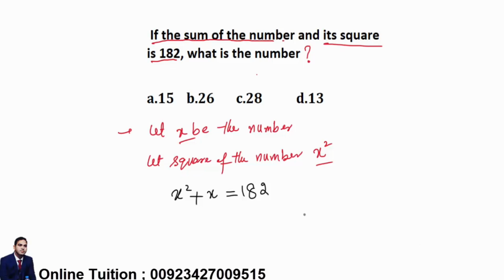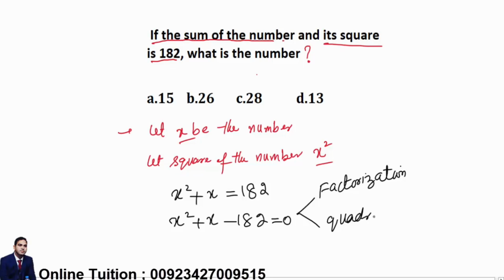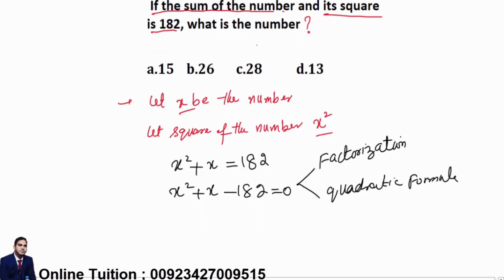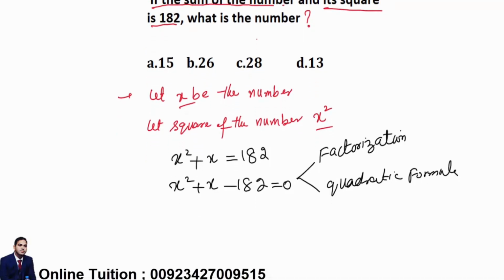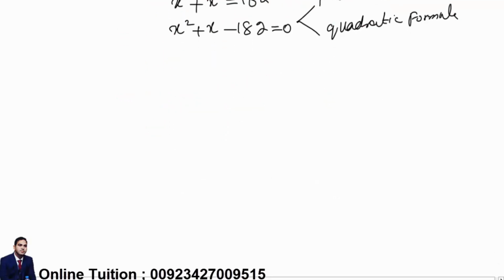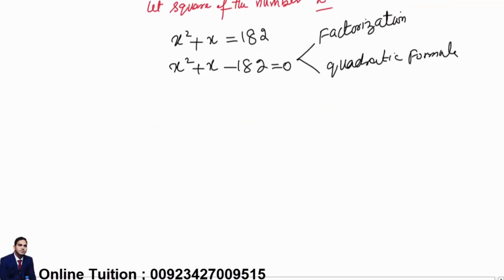Now it is very simple to solve this question. x square plus x minus 182 is equal to 0. Either you can make factors, you can do factorization, or you can apply the quadratic formula. Here there are two methods. I am going through the factorization.